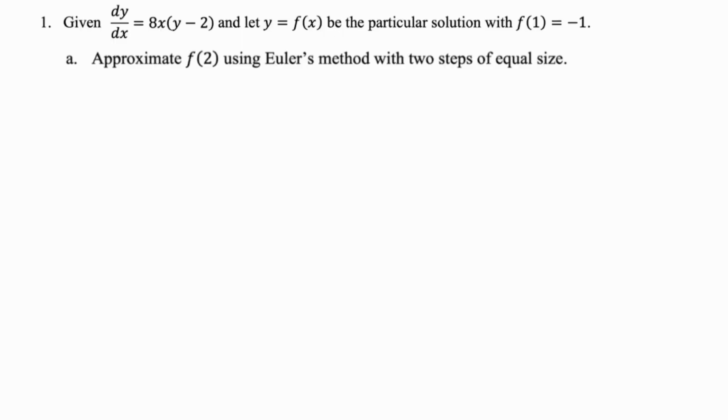Let's take a look. Number 1, given dy dx is 8x times the quantity y minus 2, let y equals f of x be the particular solution with f of 1 equals negative 1. All right, so it goes through 1, negative 1. Approximate f of 2 using Euler's method with 2 steps of equal size. I think this might be the first Euler's method problem that we've done in these problem sets.